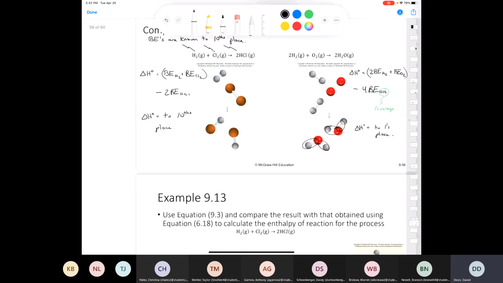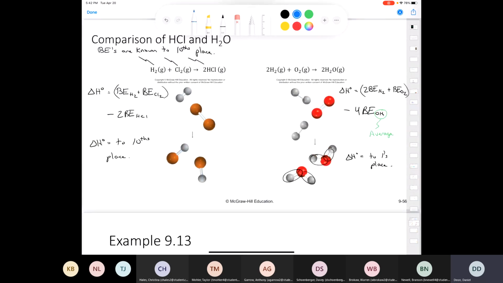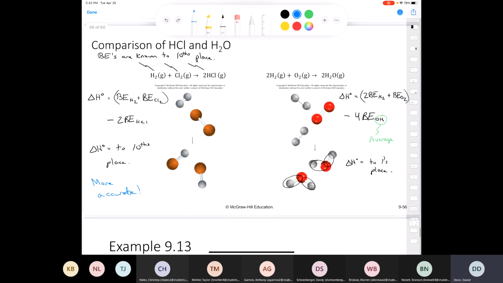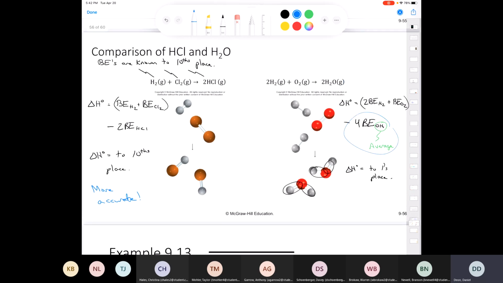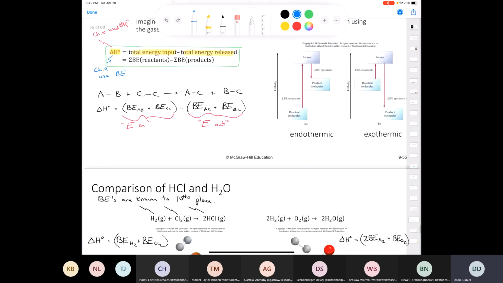So that tells me that if I compare the two, this one will be more accurate, okay? Because I only have monatomic and diatomic molecules, whereas here, since water, the oxygen-hydrogen bond can be in lots of different molecules, I have to use an average bond enthalpy for the oxygen-hydrogen bond. There you go. So that's how we would use bond enthalpies to calculate the change in enthalpy of a reaction.